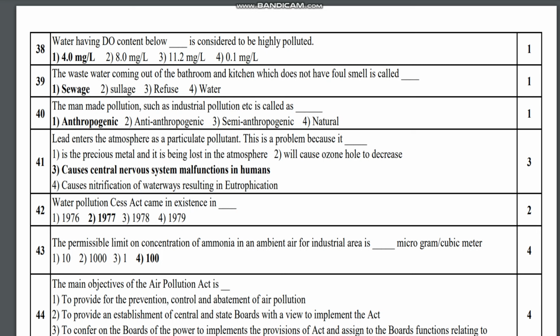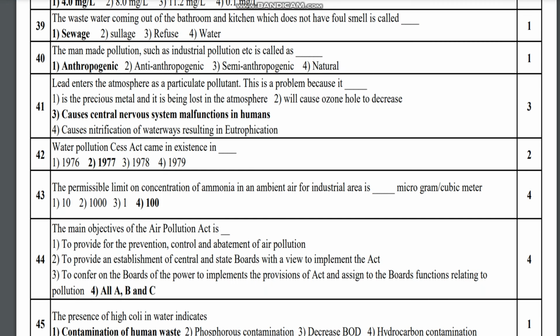Question number 38: water having DO content, that is dissolved oxygen content, below 4.0 milligram per liter is considered to be highly polluted. Question number 39: the wastewater coming from bathroom and kitchen which does not have foul smell is known as sewage.